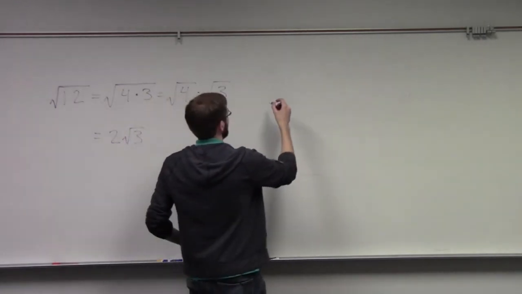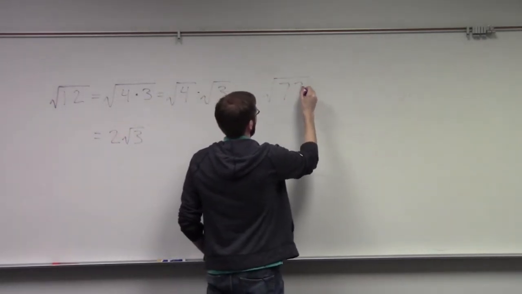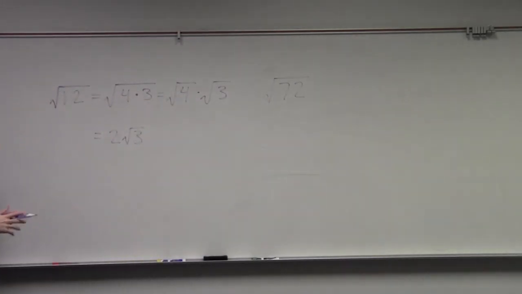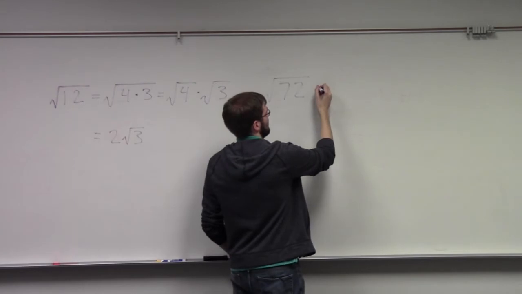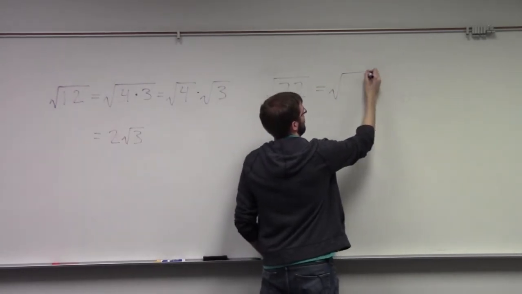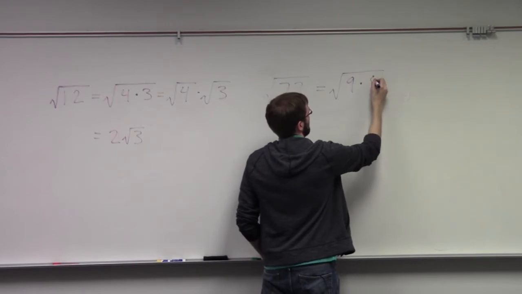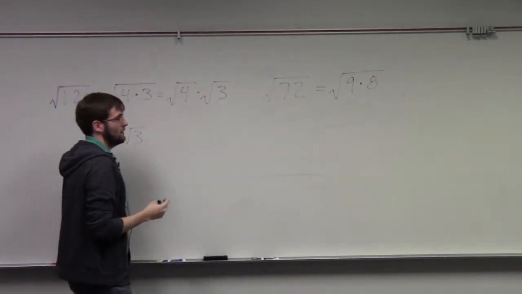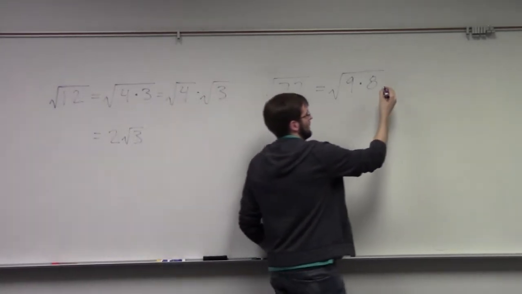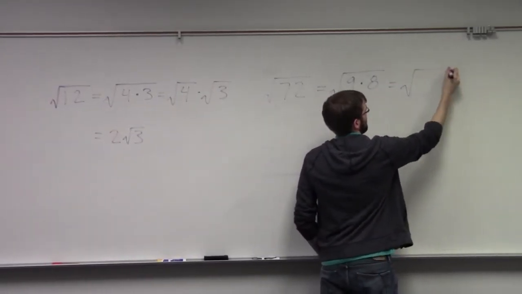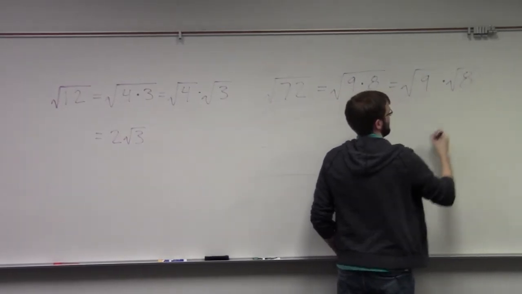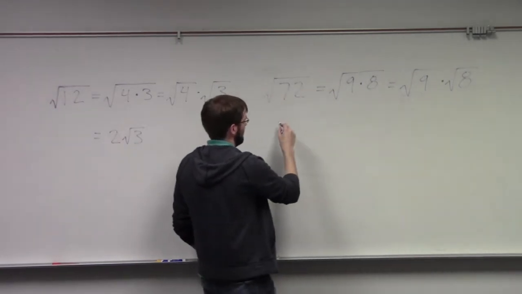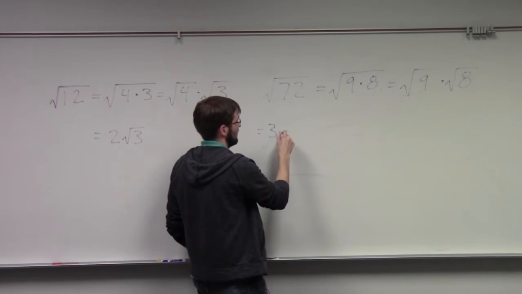All right, next we have the square root of 72. This one is similar. I want to ask myself, is there a perfect square times some other number that gives me 72? 9. So let's go ahead and do 9. I would have picked a different number, but we'll use 9. So if I can split this up, 9 times the square root of 8, right? And so the square root of 9 gives me 3 square root of 8.